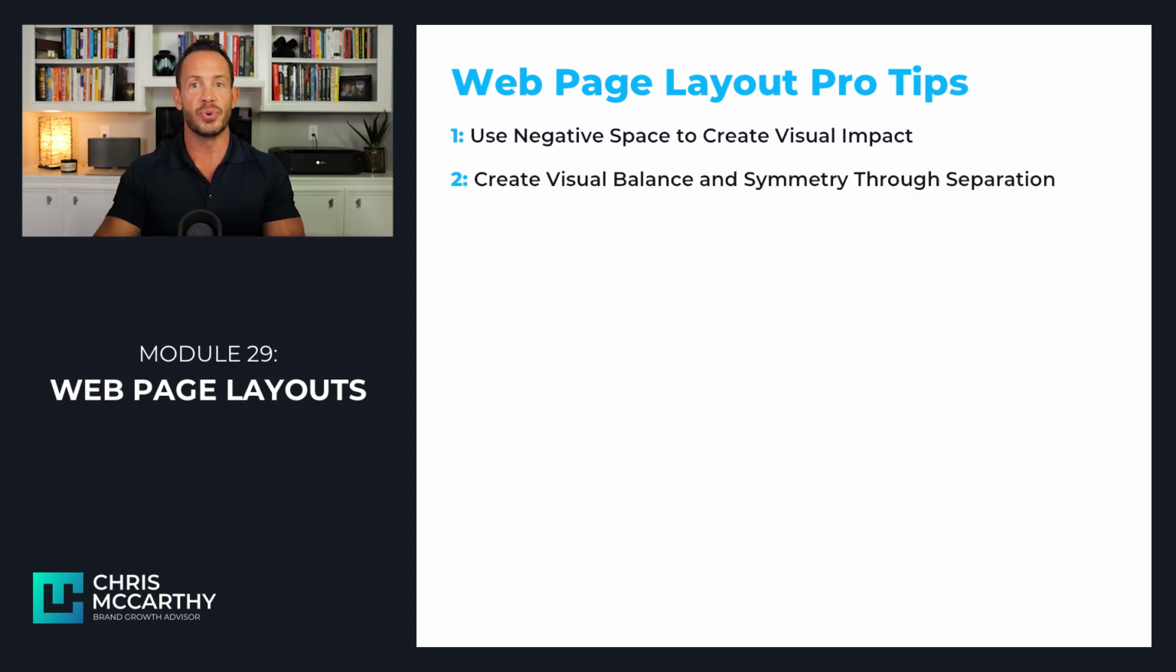Pro tip number 2, create visual balance and symmetry through separation. I personally prefer creating symmetry in all of my designs. For me, it's a pleasurable experience to view a well-balanced and professional-looking page. Aligning and separating sections of content on a page that have the same weight and visual impact gives the impression of stability and structure. Balanced layouts are also easily scannable, so the viewer can quickly interpret and understand the content.